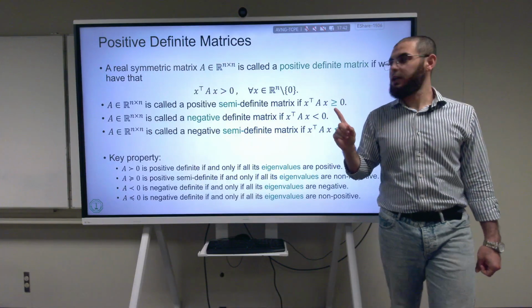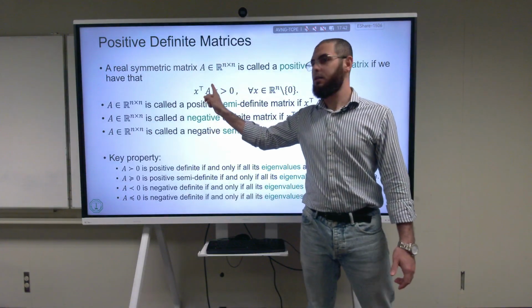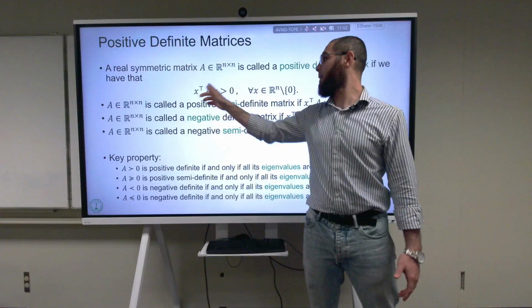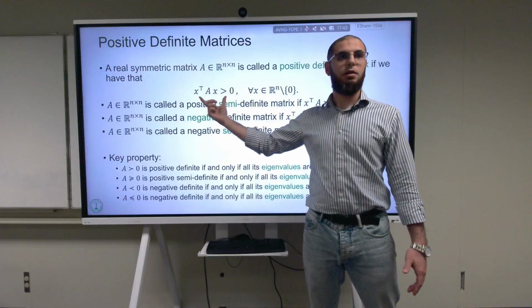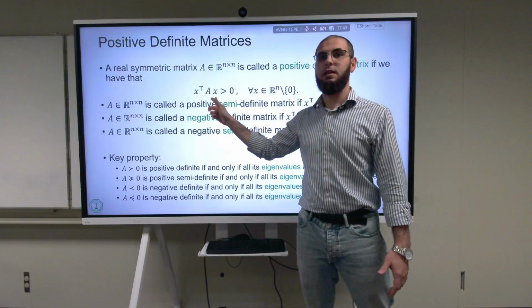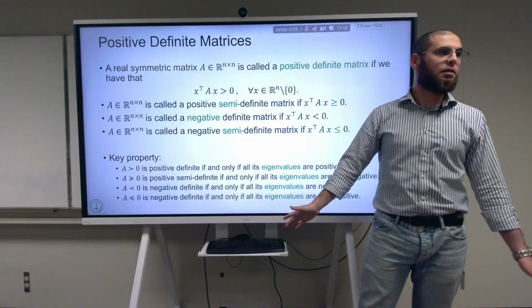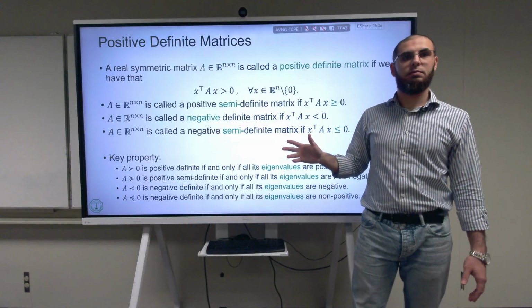I'll repeat the question again. If I have a matrix J, and I pre-multiply it and post-multiply it by x in this way, so I make x transpose Jx, and I can show it's always equal to 0 for all values of x, what do we call this matrix? Additive identity?